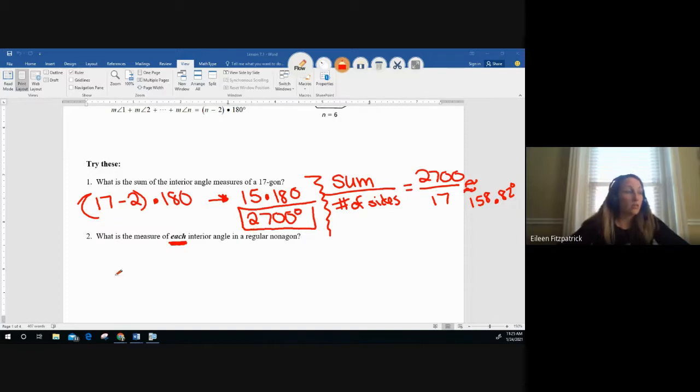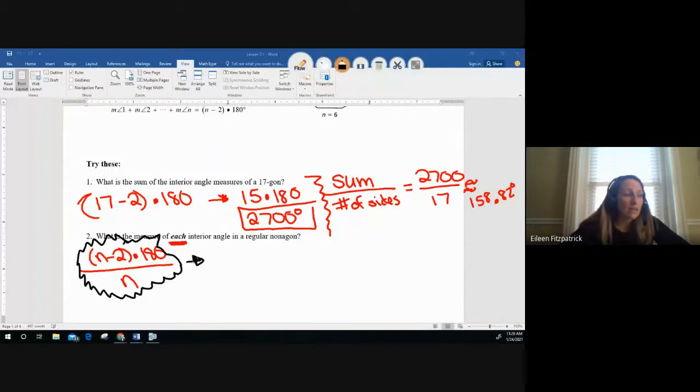All right, so we just came up with our next formula. You're first going to find the sum. So that's the n minus 2 times 180. Then after you know the sum, you're going to divide by the number of sides or the number of angles. So this is your next formula, okay? So make sure you highlight it, star it, put a box around it. All right, this is what you're going to use if you're asked for each interior angle of a regular polygon. Regular, that means all angles are the same.